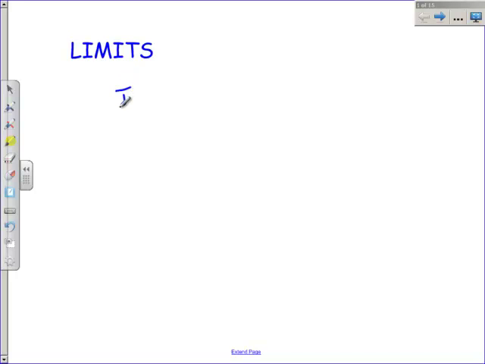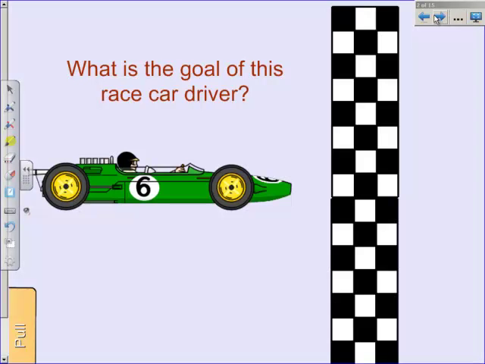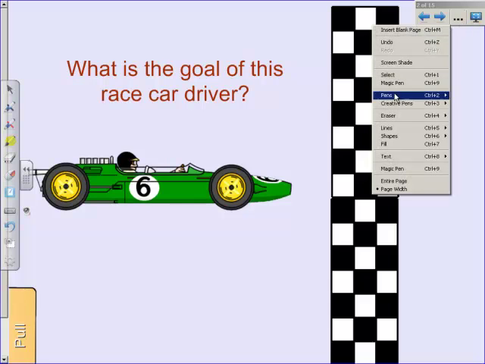So first of all, let's get another phrase out of the way. Whenever we're talking about a limit, you are going to be declaring an intended height of a function. Even if that function doesn't get there, we want to know what the goal of the function is. So an analogy would be like this race car driver. What is his goal? Even though he's not at the finish line, we know that the race car driver wants to get to the finish line.